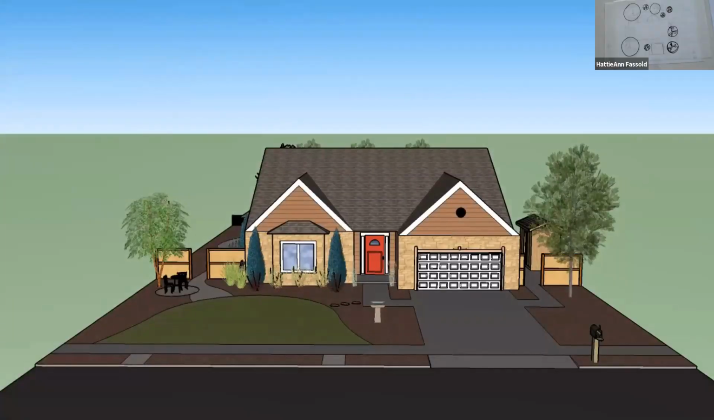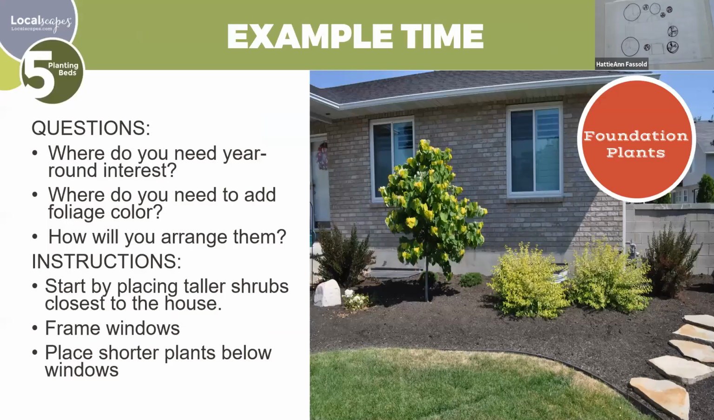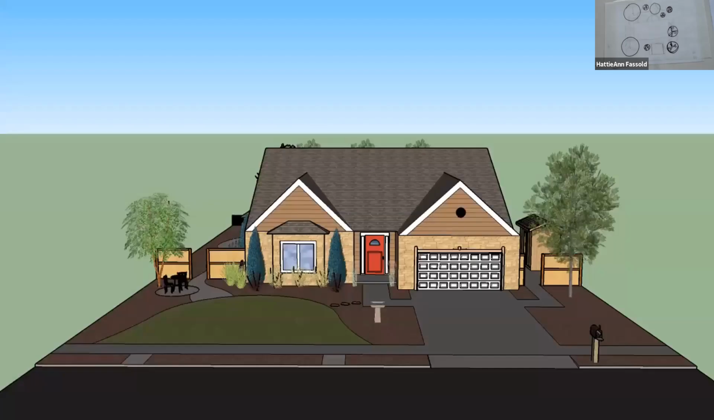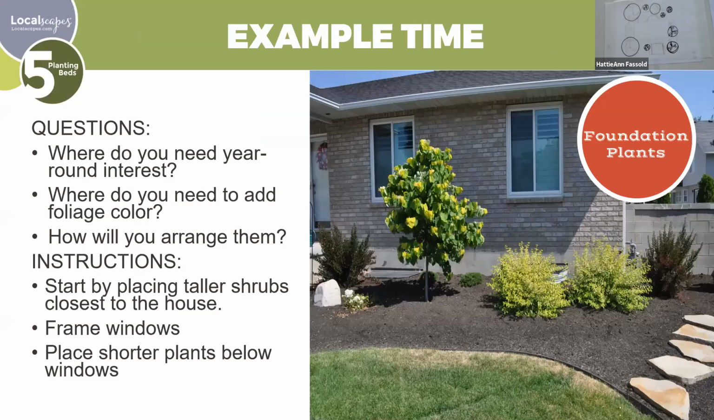So here is an example of the foundation plants on our 3D example there. In thinking about your foundation plants, where are you going to need that year-round interest? Where do you want to add more foliage color? On this example, they have darker foliage colors and brighter foliage colors. It creates a great contrast between the two. It looks really cool, right?